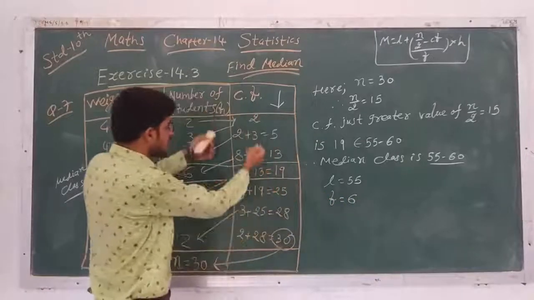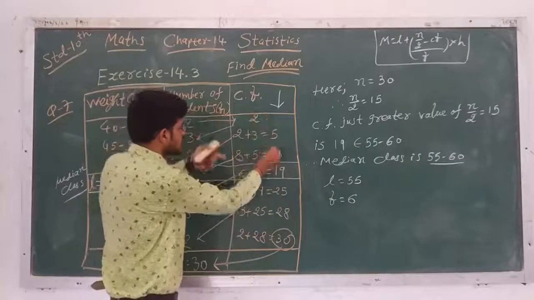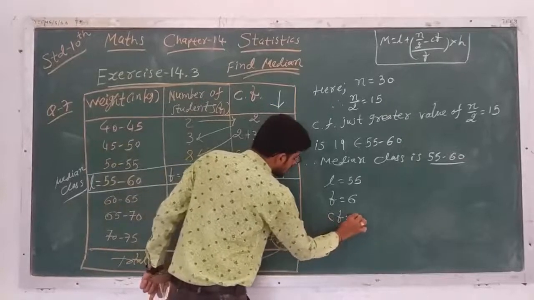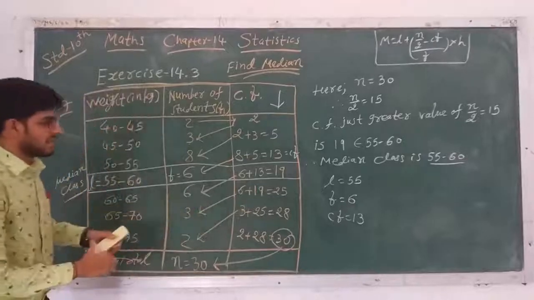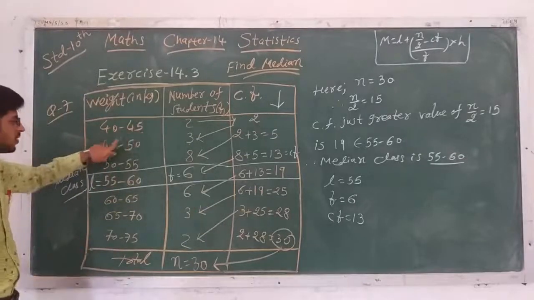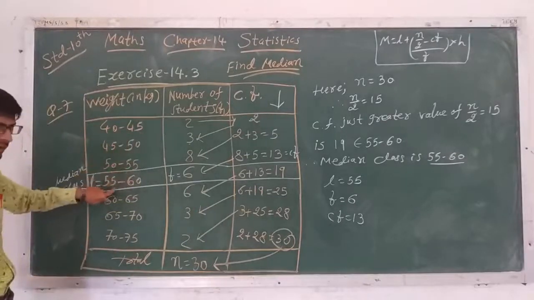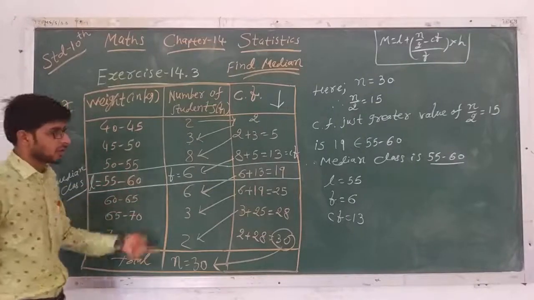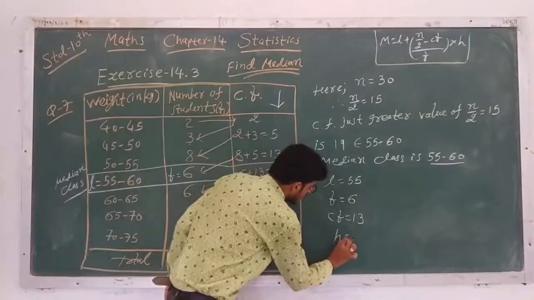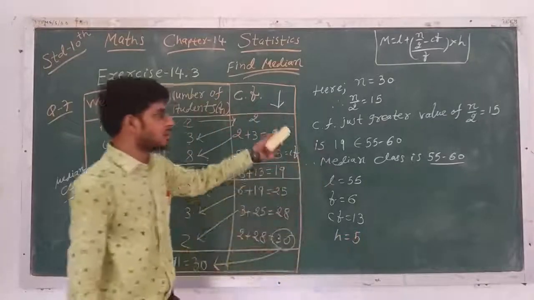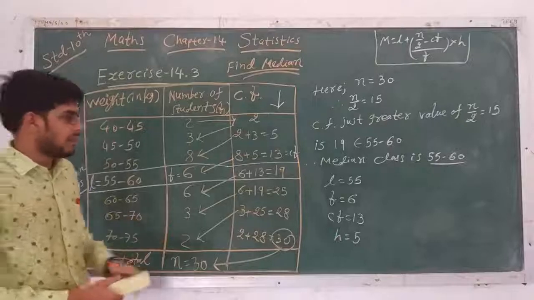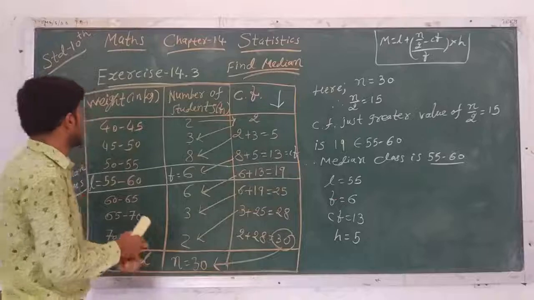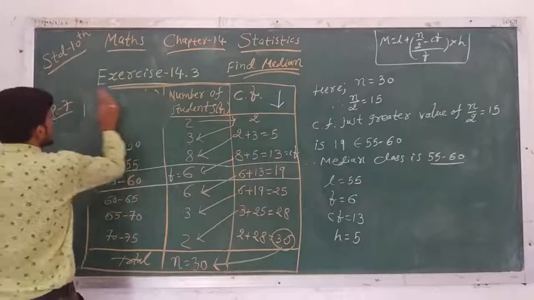The cumulative frequency of the previous class is called CF. So CF is equal to 13. And for class length, here we have to observe 40 to 45, 45 to 50, 50 to 55, 55 to 60, 60 to 65, 65 to 70, and 70 to 75. So the class length will be 5. So h is equal to 5. And the value of n we already found out. Now we have to put the values of L, f, CF, h and n by 2 in our formula.